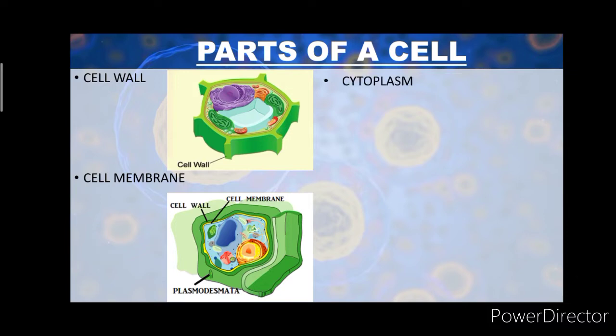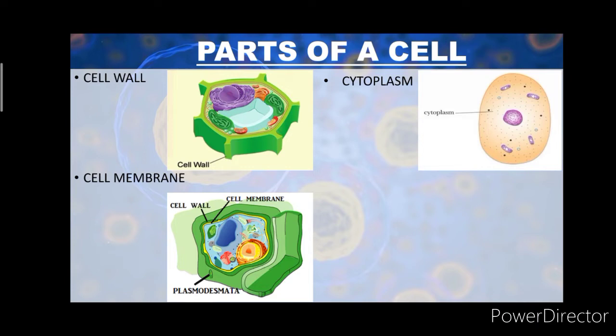The next part of a cell is nothing but the cytoplasm. A cytoplasm is nothing but the liquid part which is present inside the cell. Now this is present inside the cell, into which we have the different organelles or parts of a cell, which are called as the cell organelles. The cell organelles are actually scattered in the cytoplasm. What are these cell organelles? We will learn in detail.